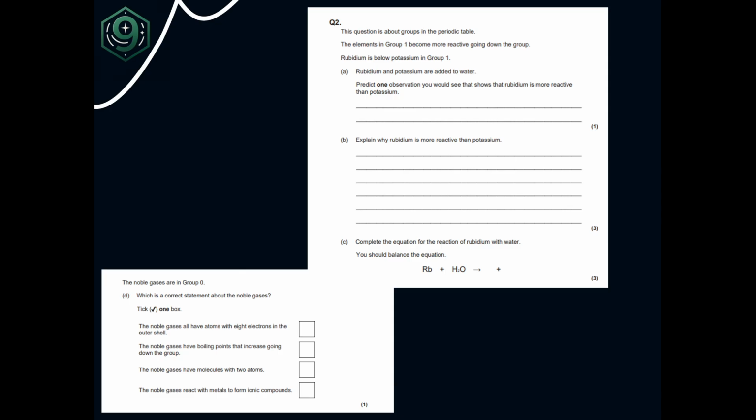So now we're going to have a quick go at an exam question that comes up. So the first question is, predict one observation you would see that shows rubidium is more reactive than potassium. And then the second question is, explain why rubidium is more reactive than potassium, and then completing the equation. And then D is a multiple choice question. Have a quick go at this, pause the video and come back.